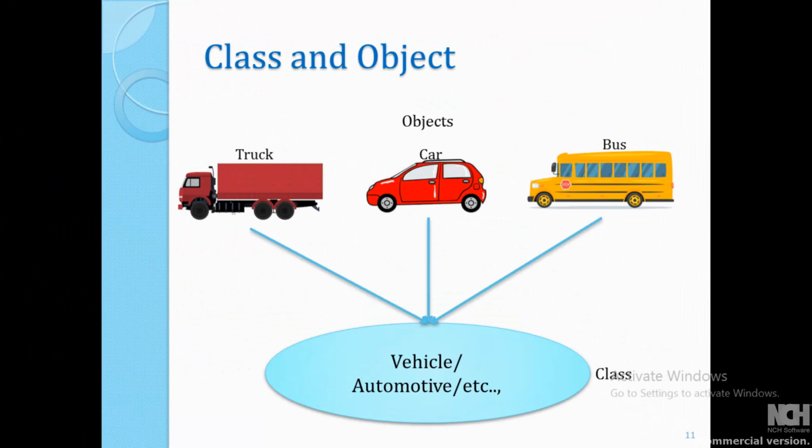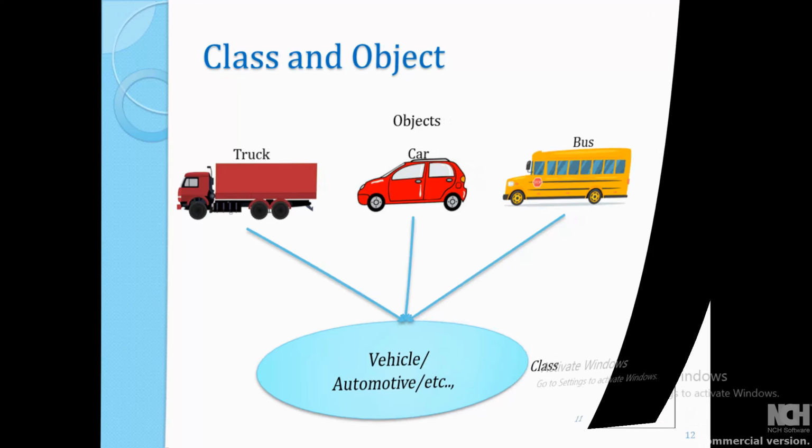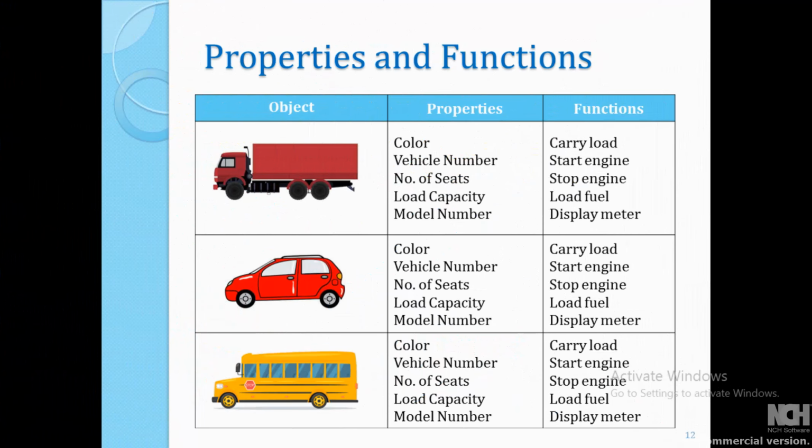Objects with similar characteristics are grouped as classes. Consider vehicle as a class. Car, bus, and truck are objects created from this class. While each object is unique, they share common characteristics defined by the vehicle class.